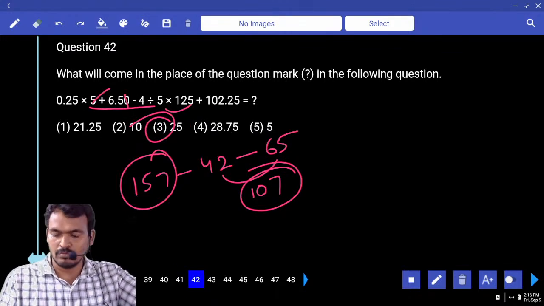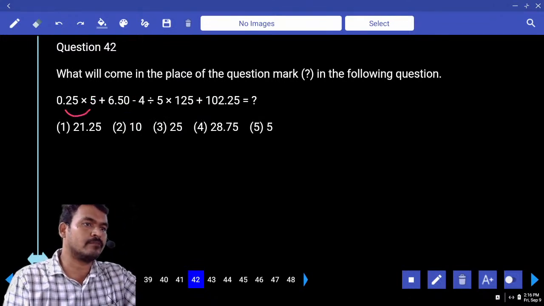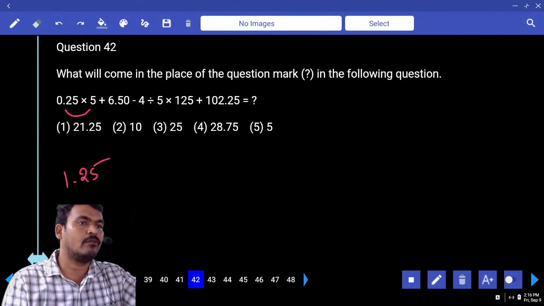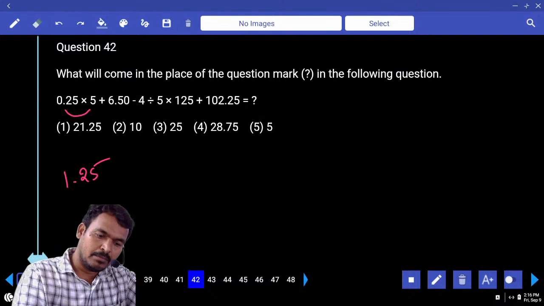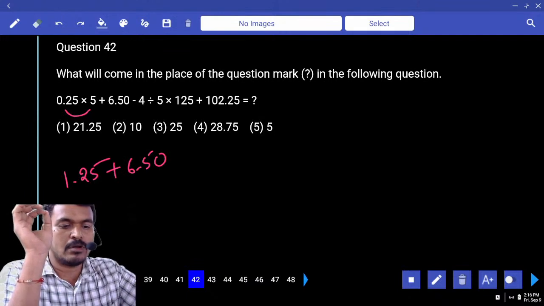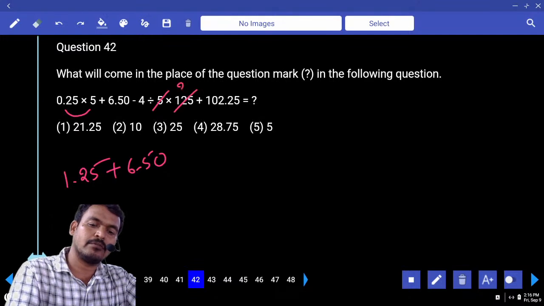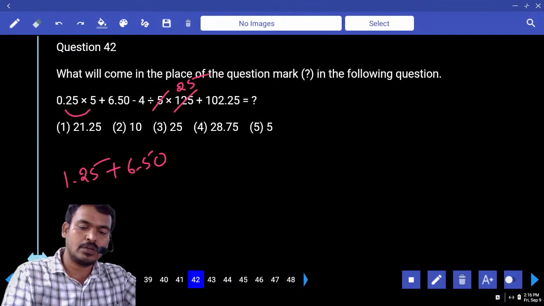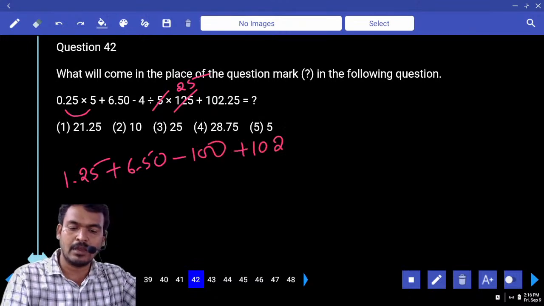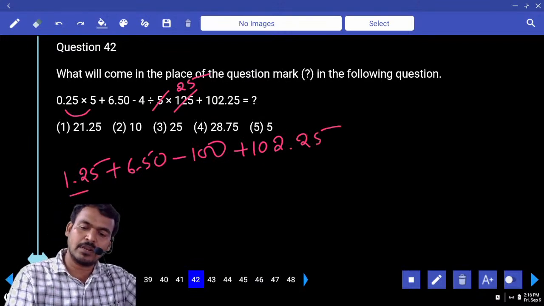Number 42. What is the first one? 0.25 into how much? 5. 0.25 into 5, we are getting 1.25 or not? Next, plus 6 point how much value? 50 or not? Minus 4 divided by 5 into how much? 125. 5 how many times? 125, 25 times or not? 4 into 25, 100 or not? Plus 102.25 or not? 102.25. Okay. 1.25 plus 102.25.